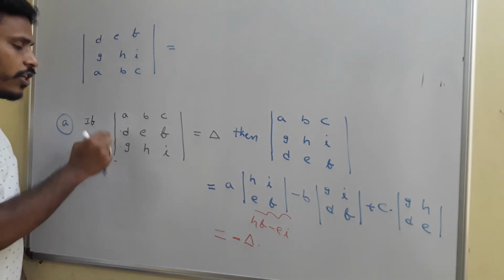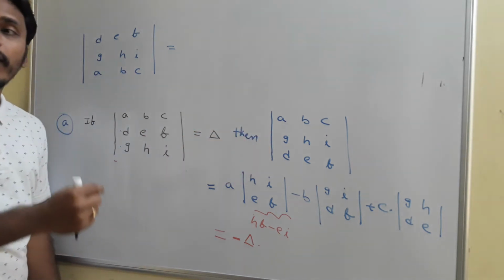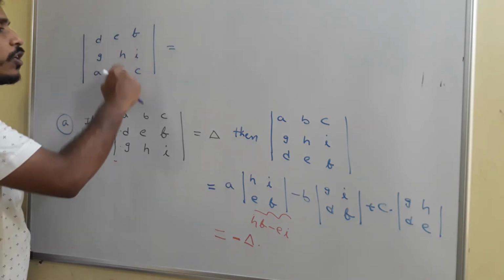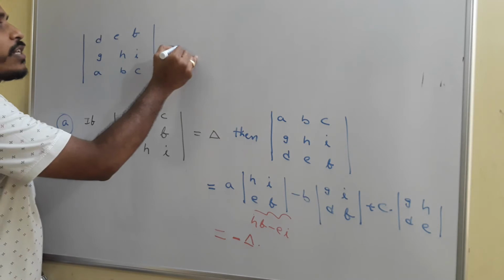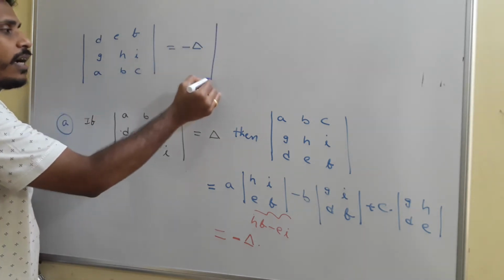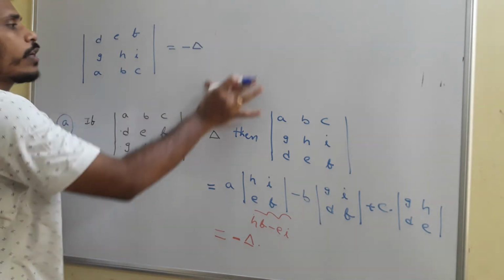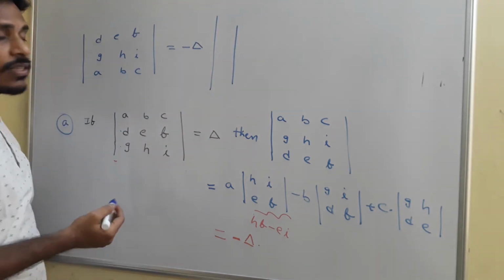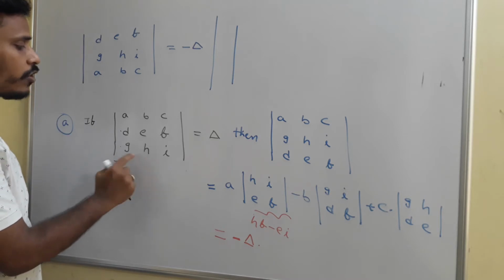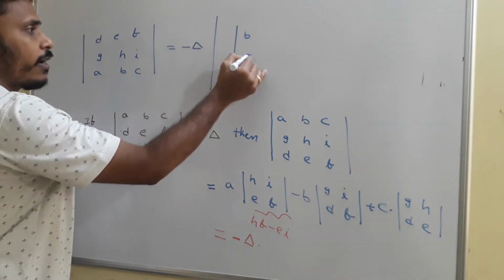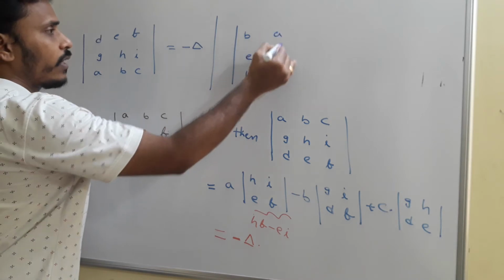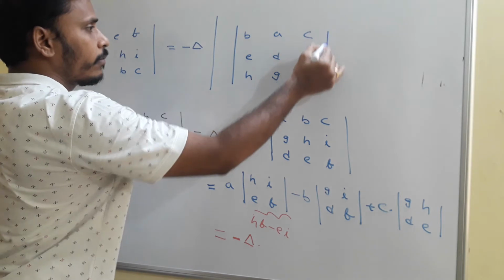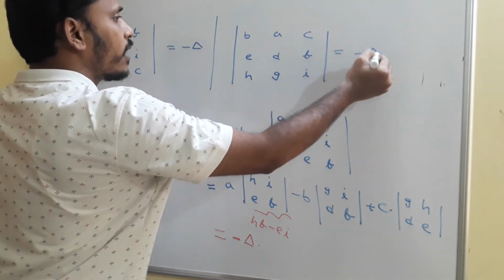If you interchange any two rows, the determinant is affected by a minus sign. Since here the second row is fixed, and the first row and third row are interchanged, its determinant is given by minus delta. Likewise, if you interchange any two columns, the same thing happens. If you interchange these two columns, I write B, E, H in the first column and A, D, G in the second column, the third column C, F, I won't change. Then again its determinant is minus delta.